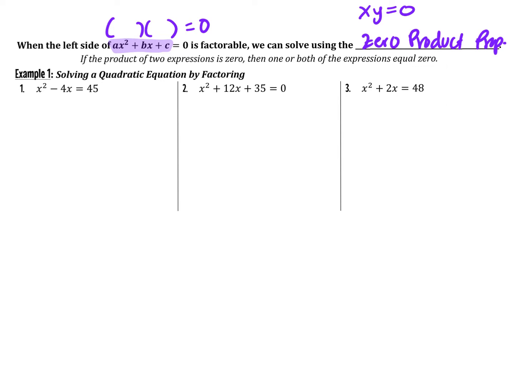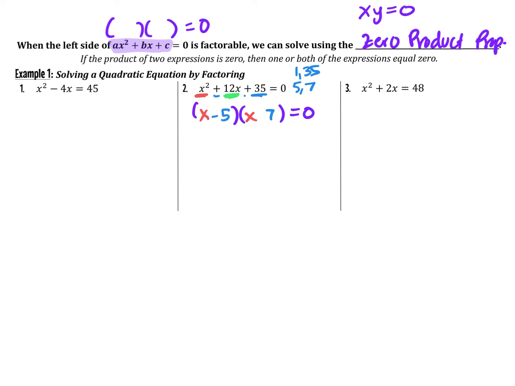So I'm actually going to start with number 2 because number 2 is already equal to 0. So what I'm going to do is say, can I look at this and factor this easily? When I'm factoring, I want my first two terms to multiply to give me the first term, the ax squared term. So what multiplies to give me x squared? x times x. And I want my second two terms to multiply to be my c value, which in this case is 35. So I'm looking at 1 and 35 or 5 and 7. I also want those two terms to add to be my middle term, which is 12x. So I'm going to test out 5 and 7.